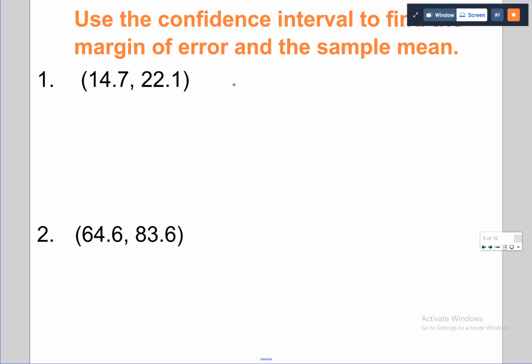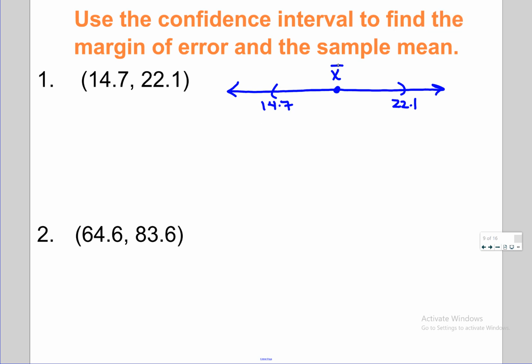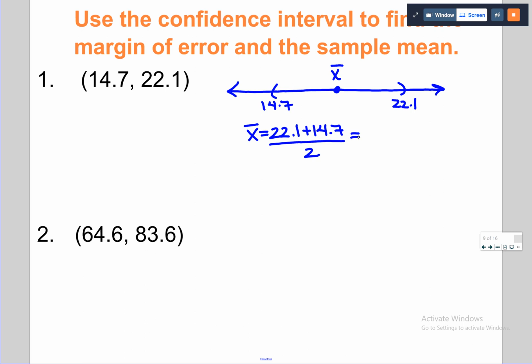So remember, when we have this interval, in this case it's 14.7 to 22.1, the sample mean, our x bar, is going to be right in the middle of the two. So you're just doing a midpoint or an average of the two values that you have. So if I want to find x bar, add them up. Divide by 2. Find that middle value. I get 18.4.